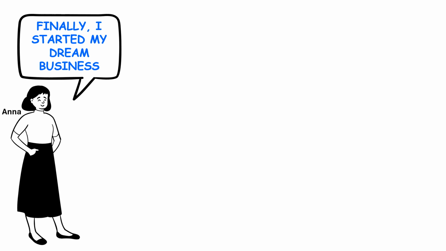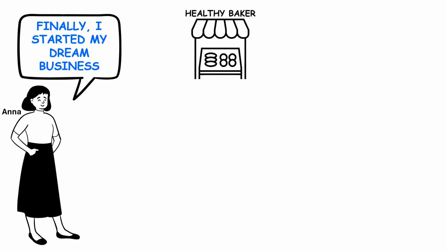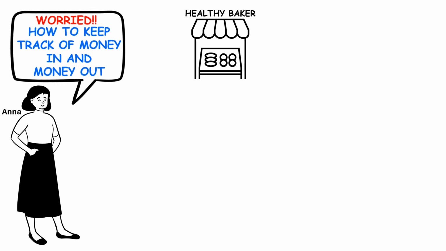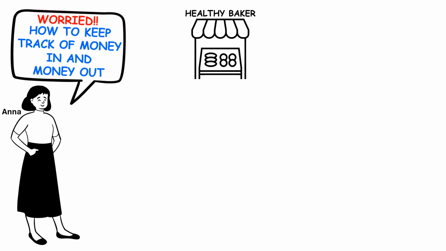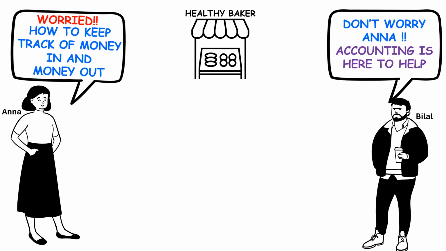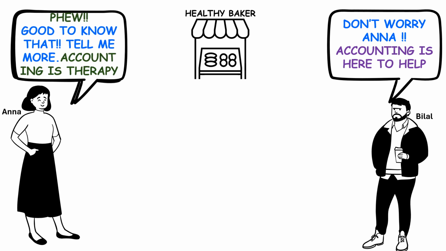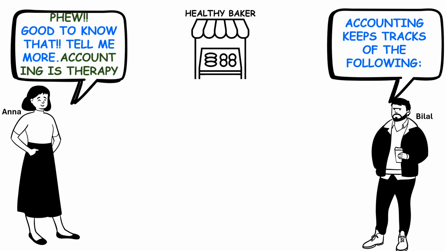Anna had a lifelong dream of having her own bakery store, which she opened. But she realized that she has to keep track of things, money in, money out, and she's worried about how to do that. Her friend Bilal is here to explain how to do that. So Bilal says that accounting is going to help her keep track of things. With relief, Anna wants to know more.